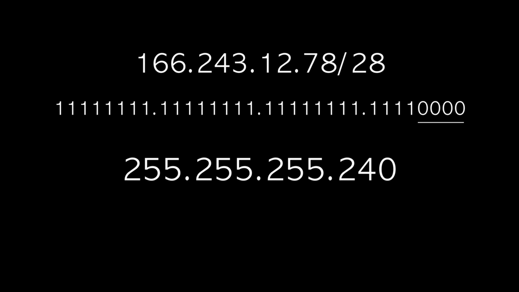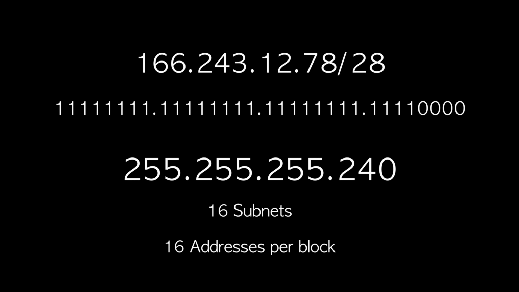255.255.255.240. We have 4 host bits available. 2 to the power of 4, or 2 times 2 times 2 times 2 equals 16. Therefore, we have 16 addresses per block. And because we're using 4 network bits, we do the same calculation. 2 to the power of 4 equals 16. So we have 16 subnets and 16 addresses per subnet.